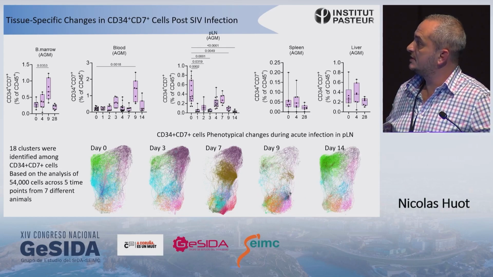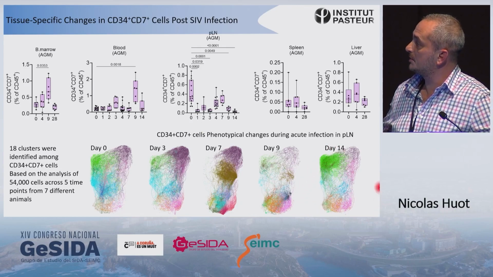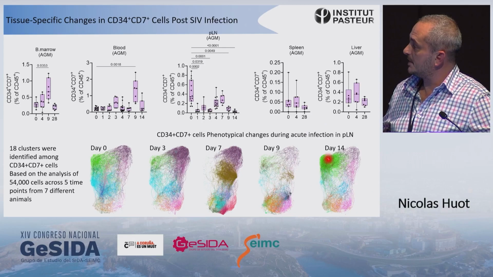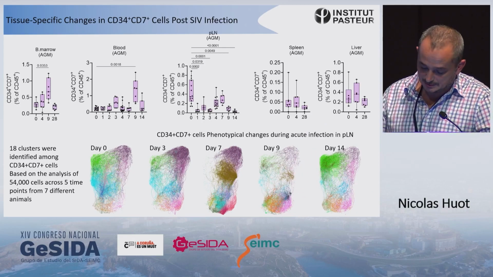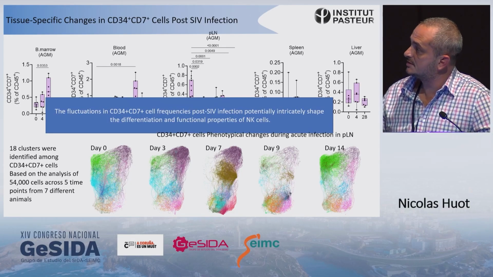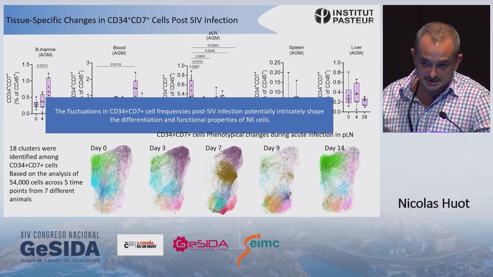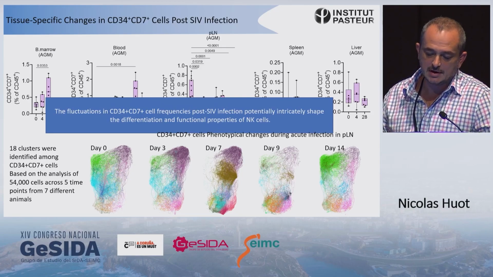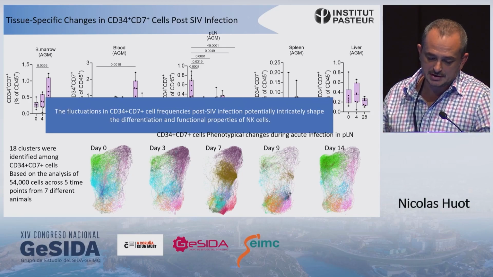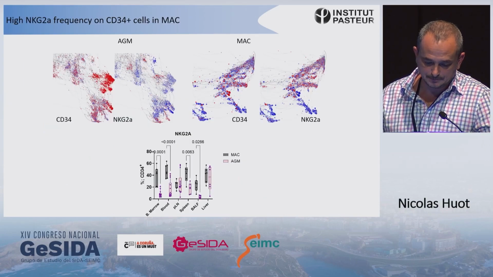And at D14, there is a kind of resolution, and the phenotype of the NK cell precursors goes back to the baseline level. So this study is still ongoing, but we expect that the fluctuation of CD34 positive, CD7 positive NK cell frequency potentially intricately shapes the differentiation and functional properties of NK cells in non-human primates.